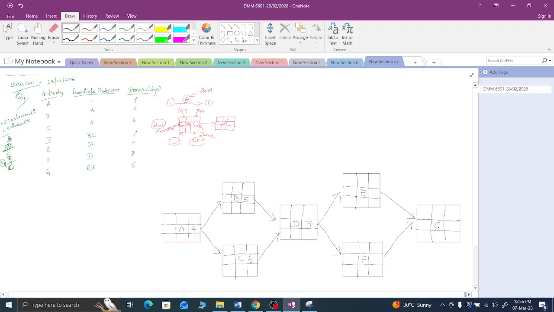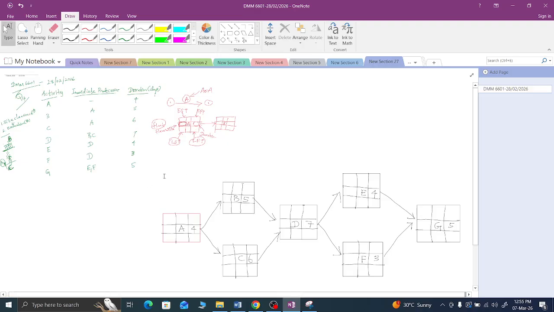So this is the activity G, right? So E has a duration of 4, F has a duration of 3, G has a duration of 5, right? Let's choose this color, blue color. So then this is finished, right? So duration, activity, sequence, this is how you have to draw first.